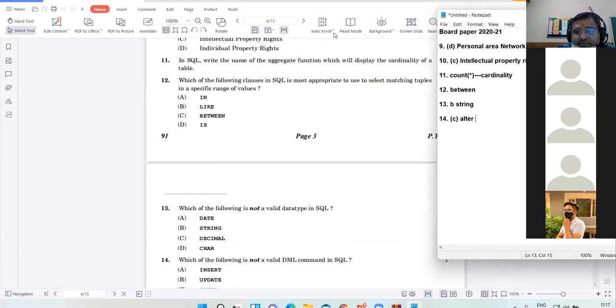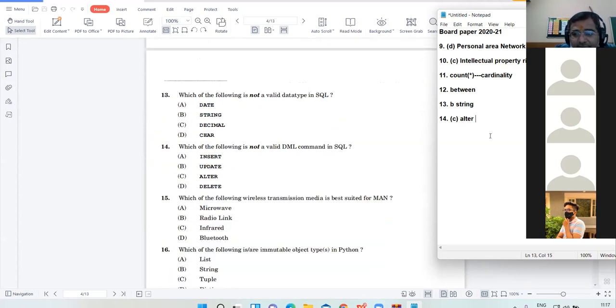All right. Next we have 15th question. Which of the following wireless transmission media is best suited for MAN? Infrared is not possible, Bluetooth is not possible. B option, radio link. Right? Because signals are omnidirectional. Clear? Signals are omnidirectional. They can travel in all the directions. Right?